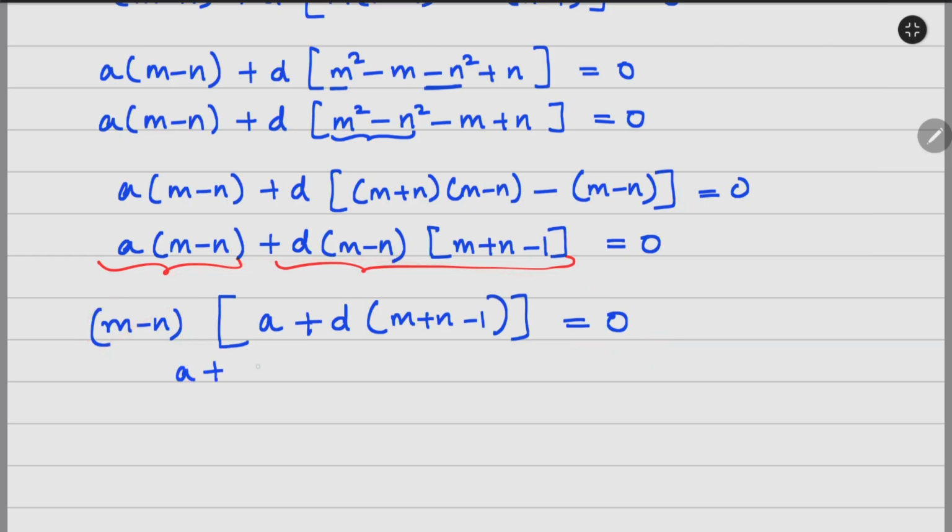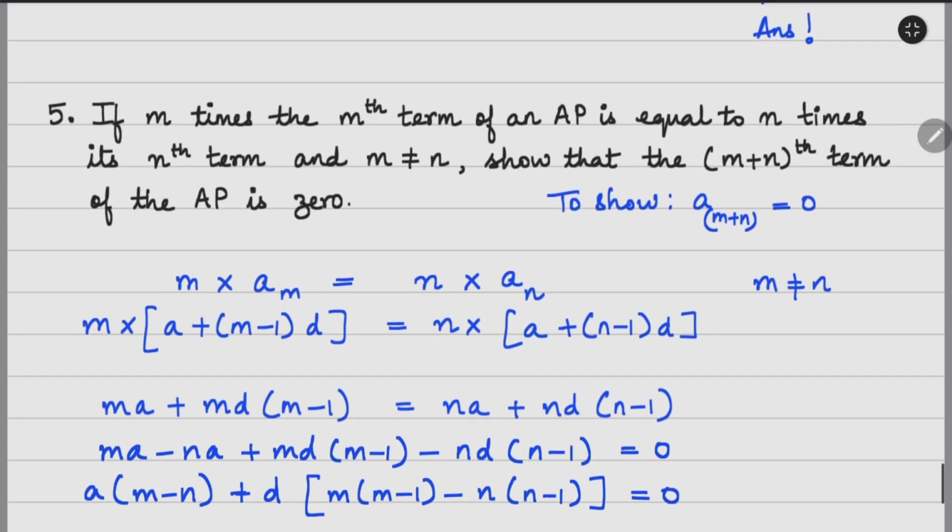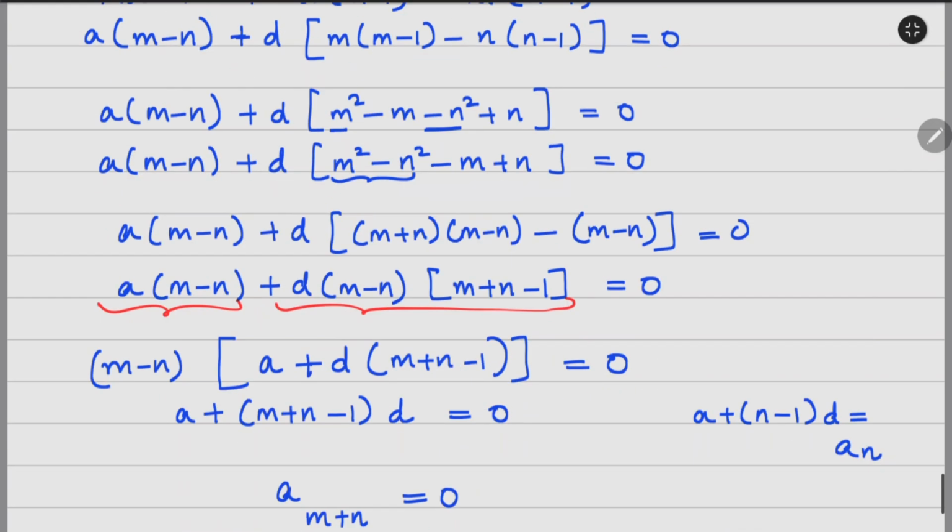A plus M plus N minus 1 into D is equal to 0. Okay, so just like A plus N minus 1 into D is equal to A N, similarly, what is this equal to? In place of N, we have got M plus N. Everything else is the same. So this is nothing but A M plus Nth term is equal to 0, and that's what we have to show. You have to show that M plus Nth term is 0, right?